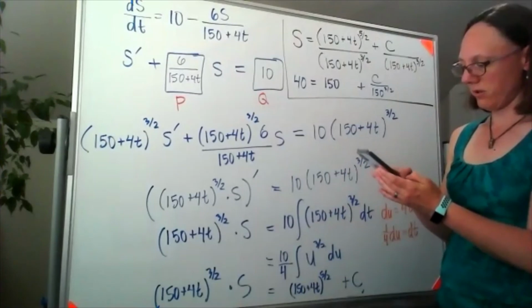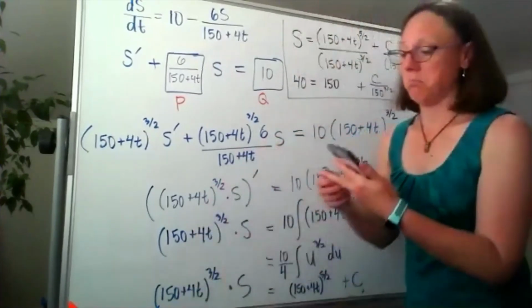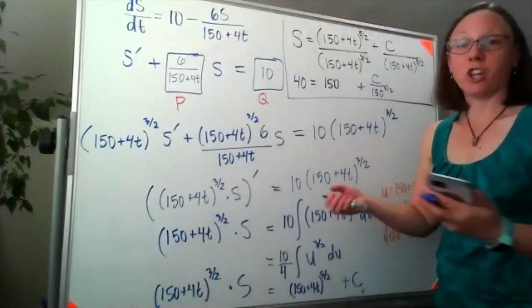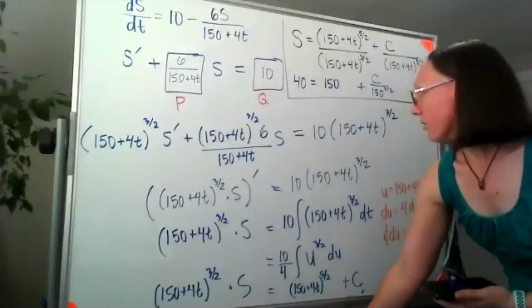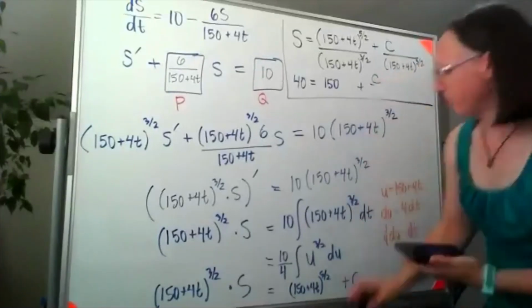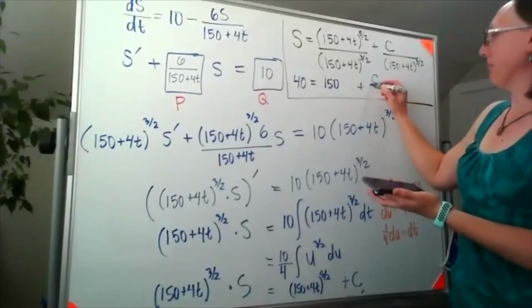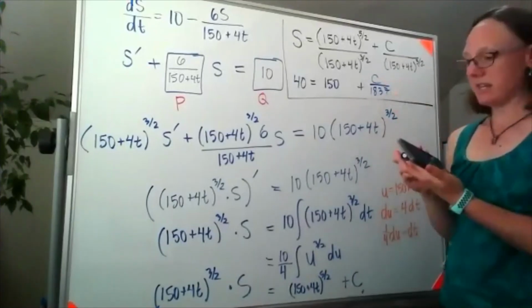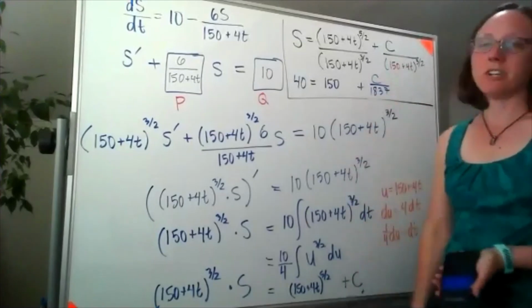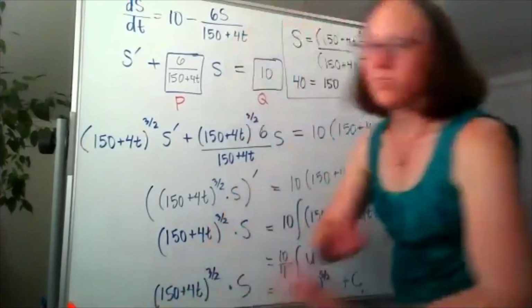150 to the 3 halves power is 1837. So 150 to the 3 halves power is approximately that, and you can rearrange that to solve for C. I will leave that to you to do.